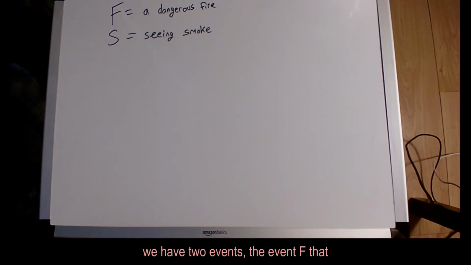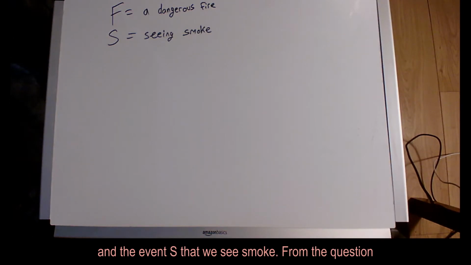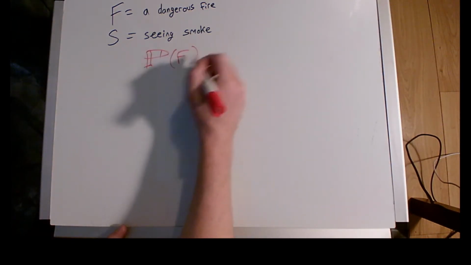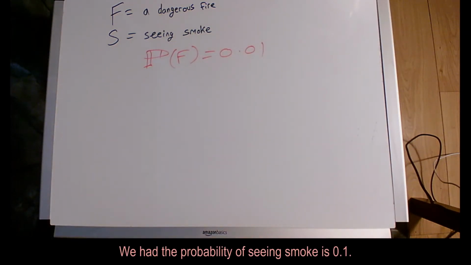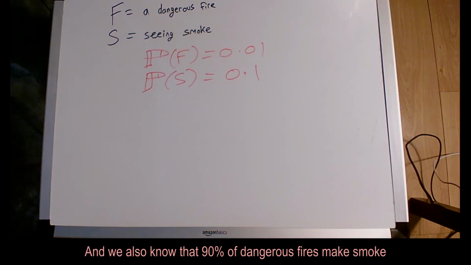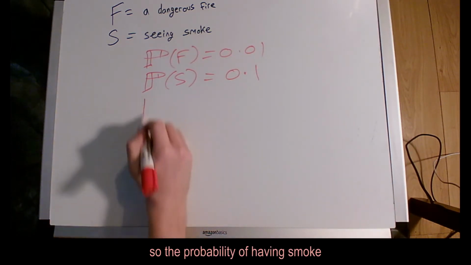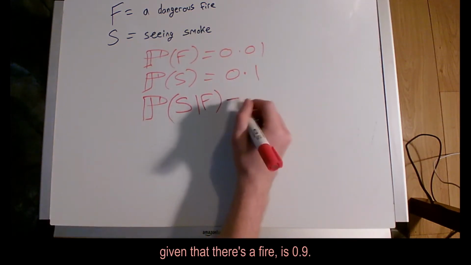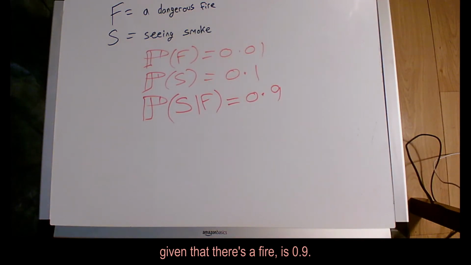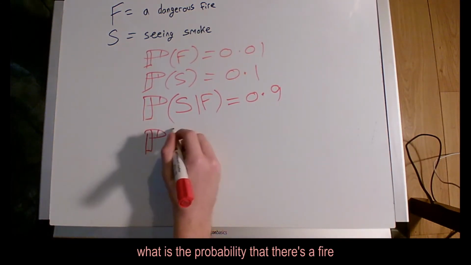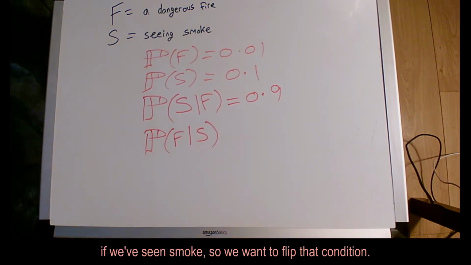Okay, think about the events we have here. We have two events, the event F, that there is a dangerous fire, and the event S, that we see smoke. From the question, we had the following information. The probability that there is a dangerous fire is 0.01. The probability of seeing smoke is 0.1. And we also know that 90% of dangerous fires make smoke. So the probability of having smoke, given that there's a fire, is 0.9. Now we want to know, what is the probability that there is a fire if we see smoke? So we want to flip that condition.